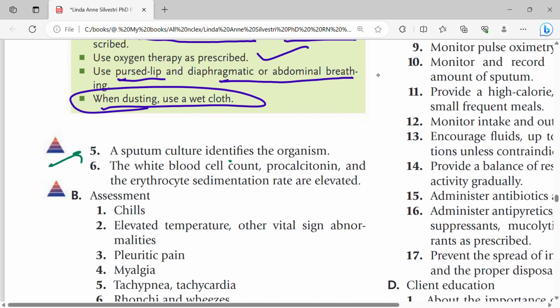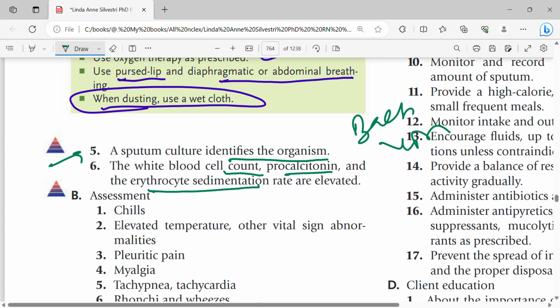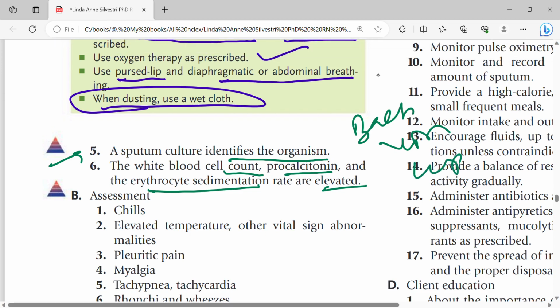And a sputum culture identifies the organism. So in sputum cultures we can see the organism. It can be a bacterial pneumonia or viral pneumonia. The white blood cell counts, procalcitonin and erythrocyte sedimentation rates are elevated. So WBC will be increased, procalcitonin will be increased and ESR will be increased in pneumonia.